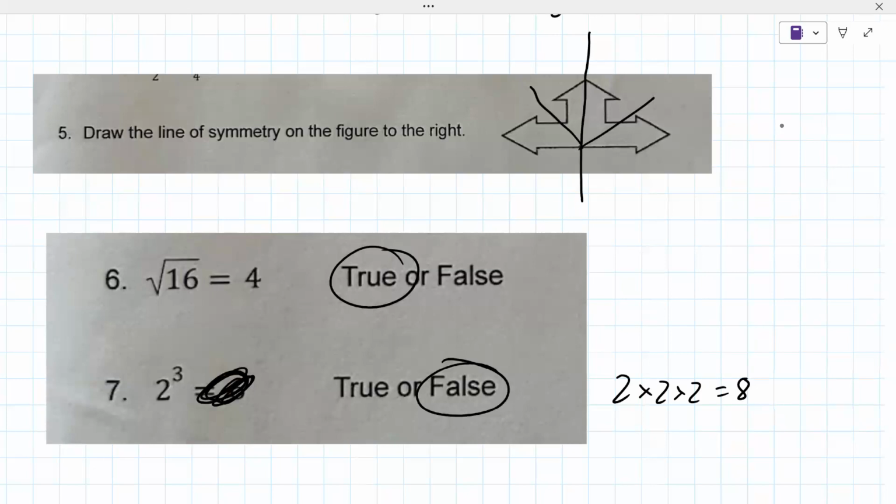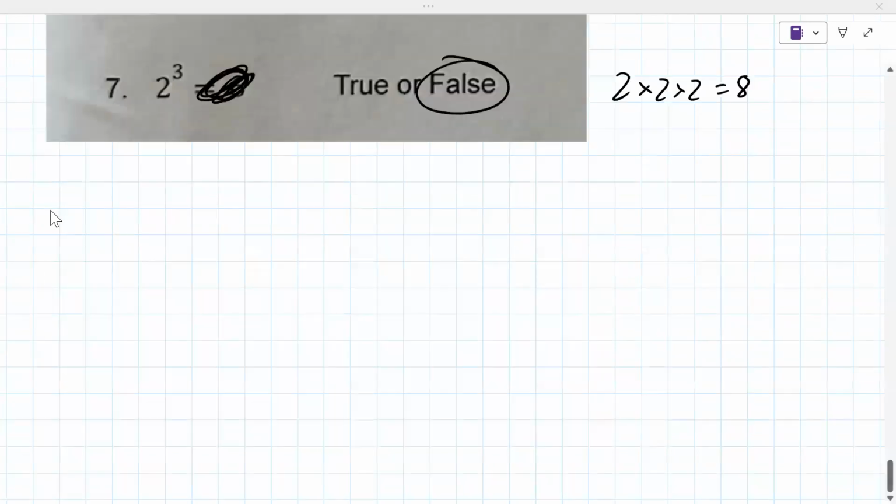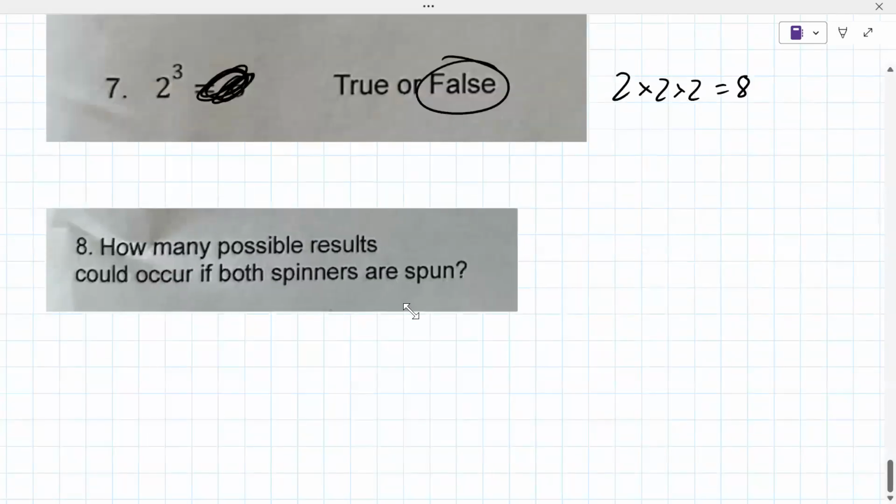How many possible results could occur if this was spun? 5 possible results for number 8. So what you actually want to do is write out the possibilities. For example, I'll put the first one, a red and then 1. It's one possibility. So I want you to write all the possibilities and that'll give you your answer.